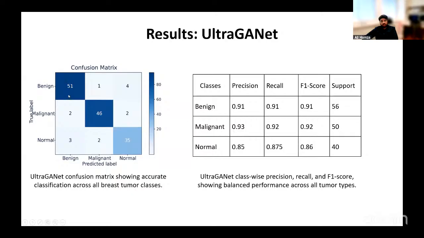And this is the confusion matrix of the UltraGAN classifier, and we get these results. Some malignant cases give better precision, recall and F1 scores, because the model was built like this. If it sees a tumor or anything unusual, it may give false negative values. This paper is under review.